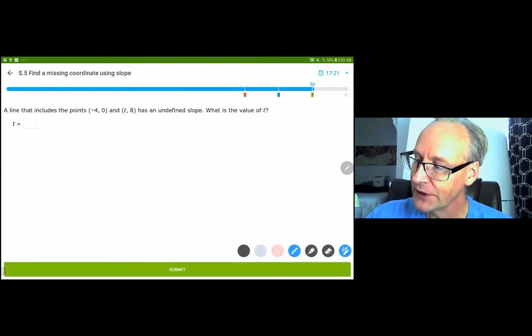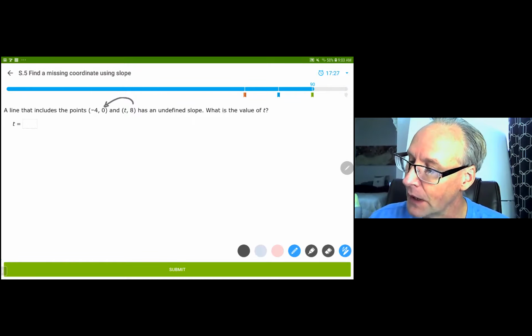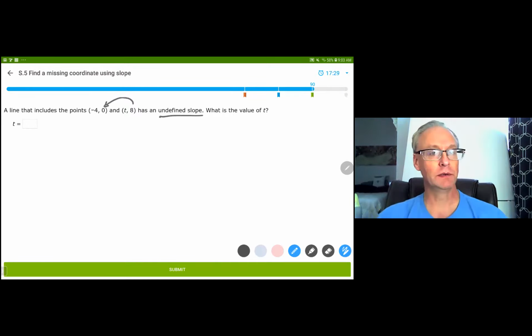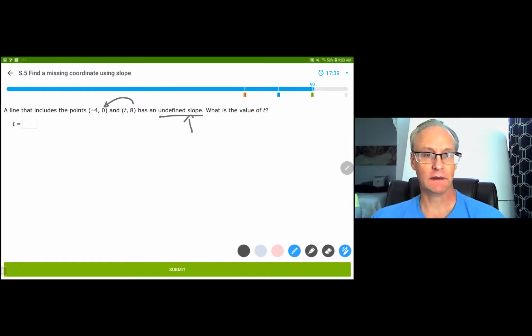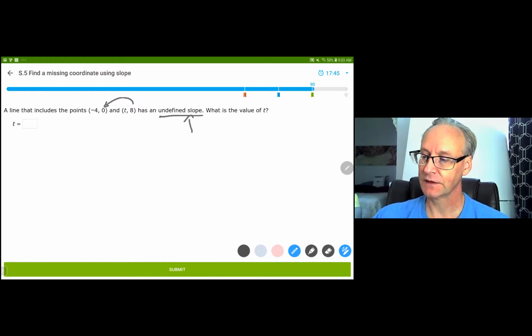All right, so I'm going to write my slope first. Where's my slope? Oh, undefined slope. Well, that tells me something. It doesn't matter what the numerator is, so long as the denominator is equal to 0, I will have an undefined slope. Now, a lot of people are going to get really confused about this.